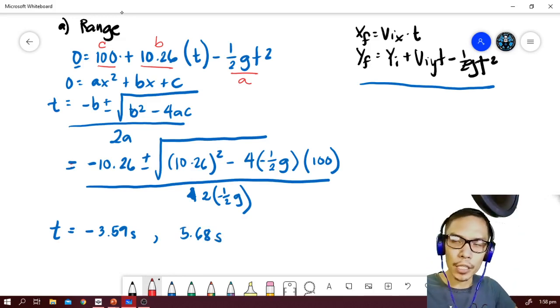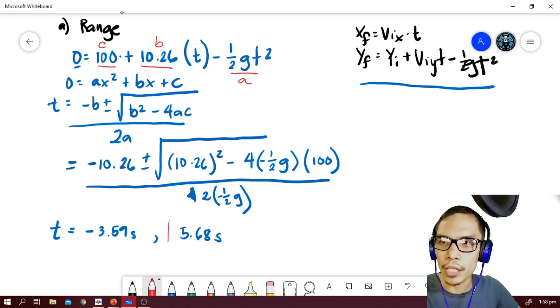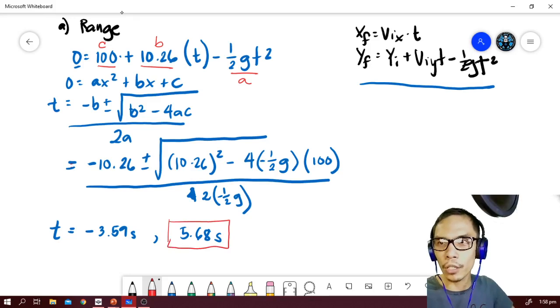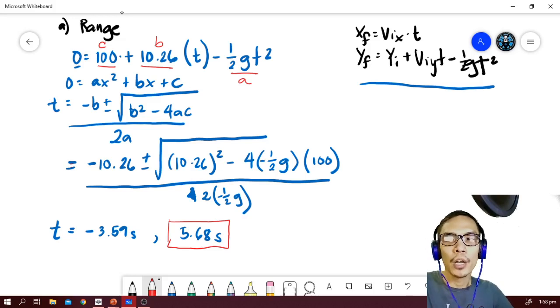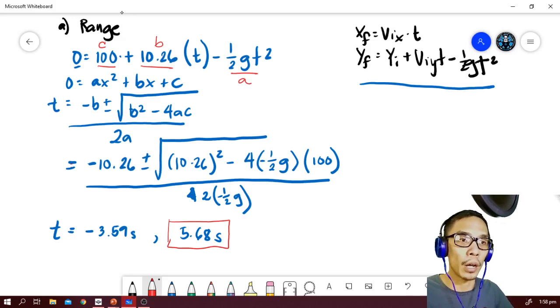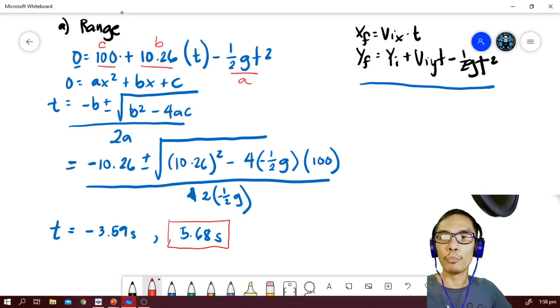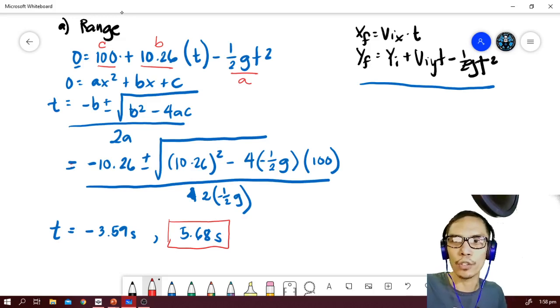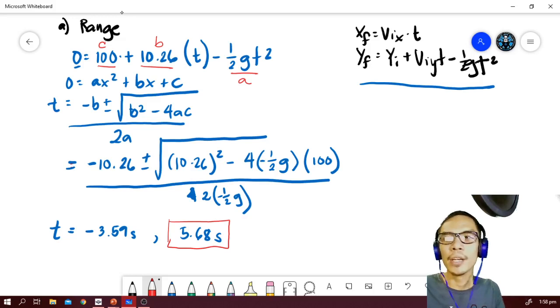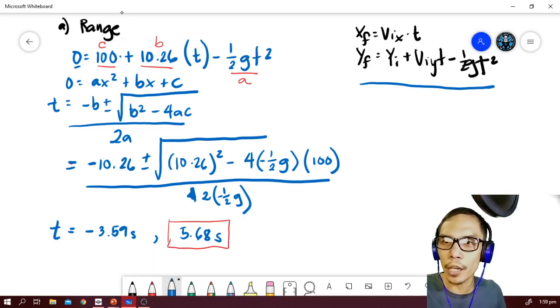The correct answer here is the positive one, because there's no such thing as negative time. Before the object was launched, the time is already moving forward, so meaning to say there would be a backward time, and that is impossible. So the time that we computed right here is 5.68 seconds.